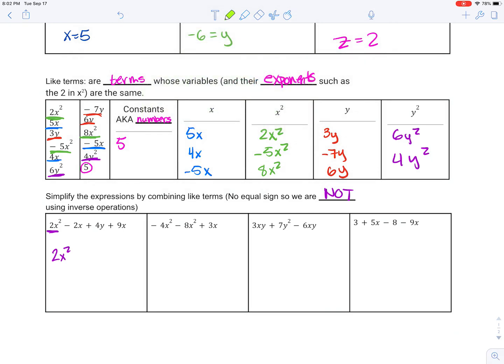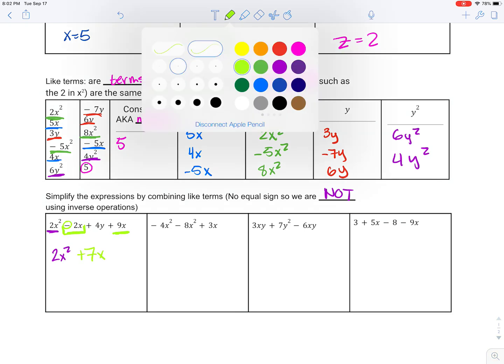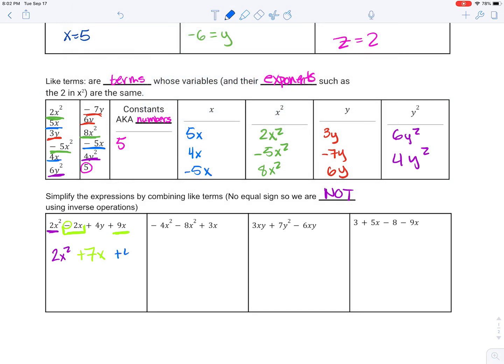My next term is negative 2x, and I see these 9x over here. The operation, in this case subtraction, always goes with the term behind it. So this we would consider negative 2x. Negative 2x plus 9x is 7x. And then this 4y doesn't have any buddies either, so it's just plus 4y over here.